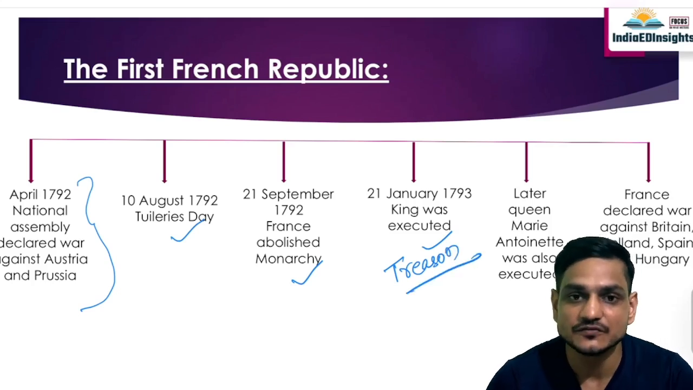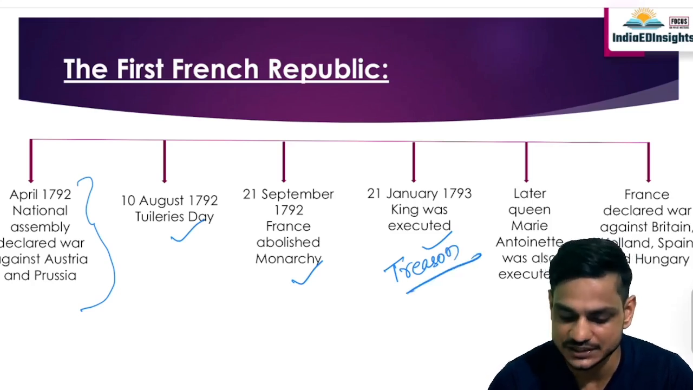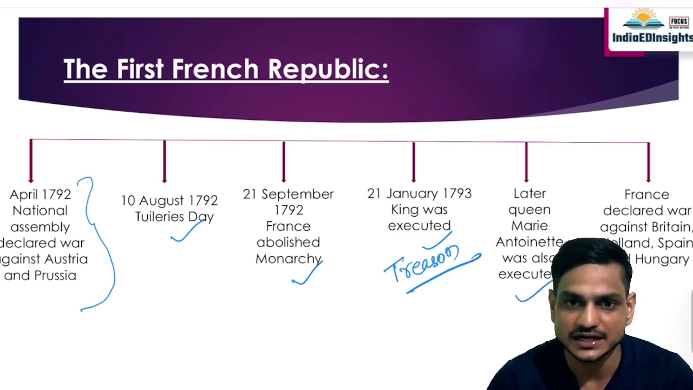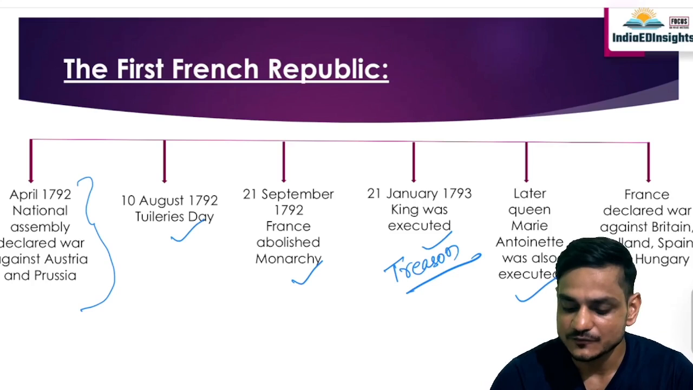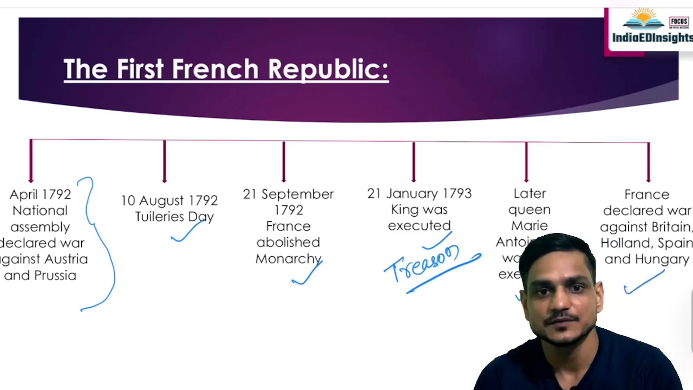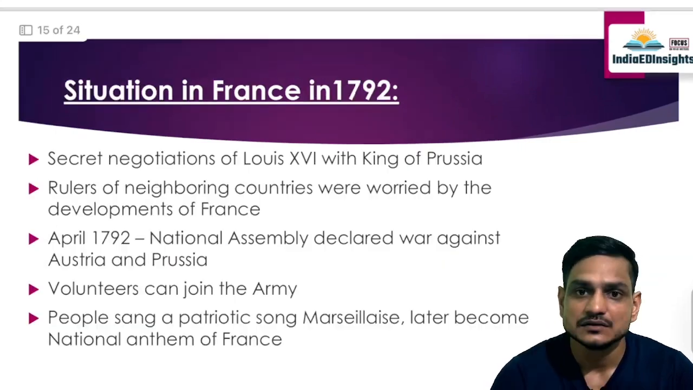There was a case of treason against the king. On the basis of that case, the king was executed. Later, the queen was also executed. Executed means guillotine. Next, France declared war against Britain, Holland, Spain, and Germany. So these are some important events in 1792-93. We will discuss all these events one by one.